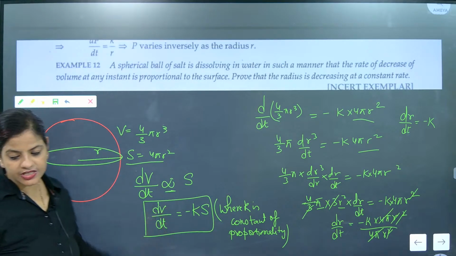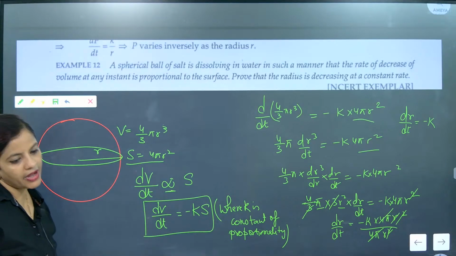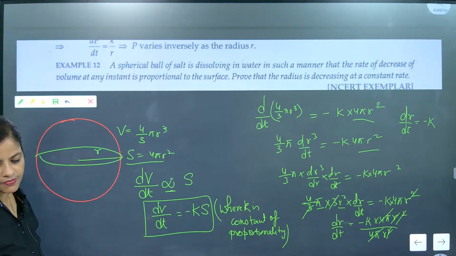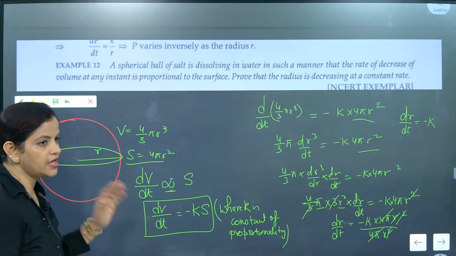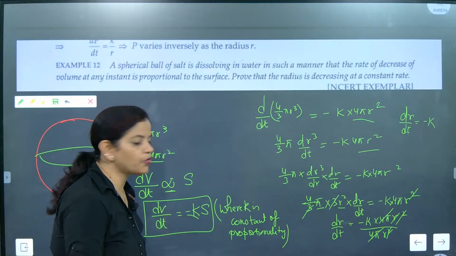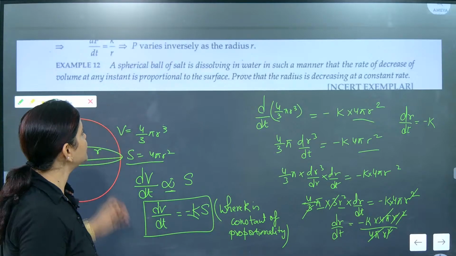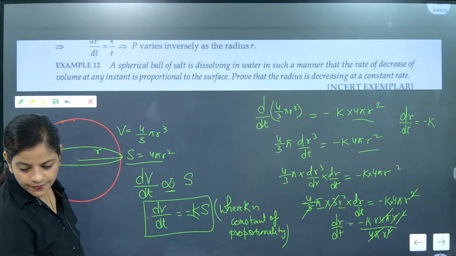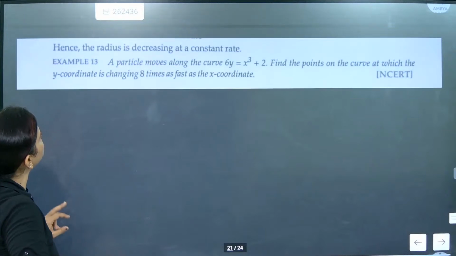Because it is decreasing. It is decreasing. Decreasing means it will become minus ks. Decreasing here means minus ks. K is the constant of proportionality, and S is the surface area. I hope you might have understood here. Shall we go for the next one? Go for this question.